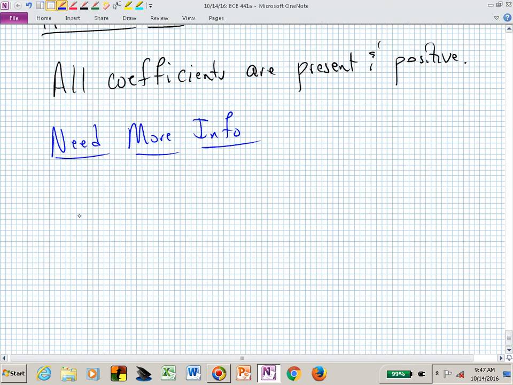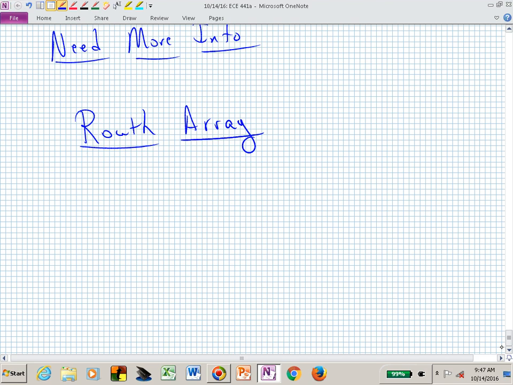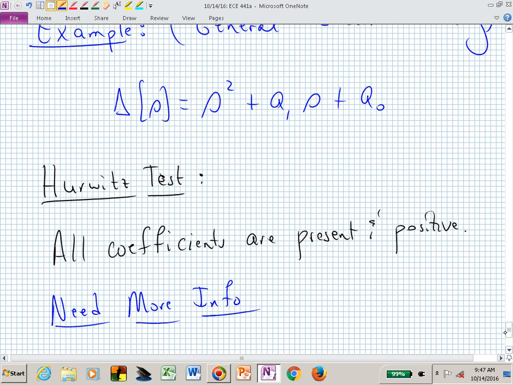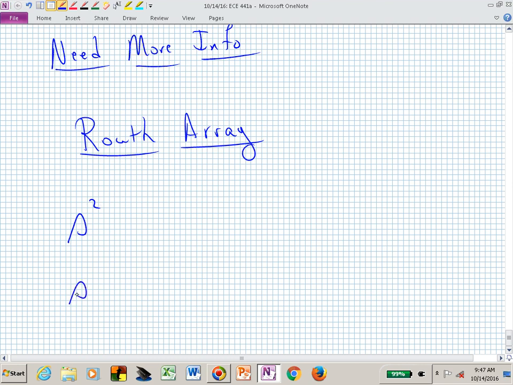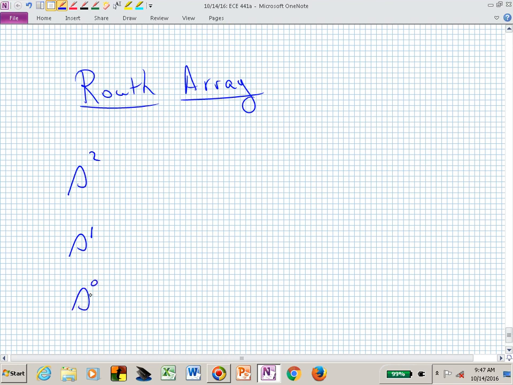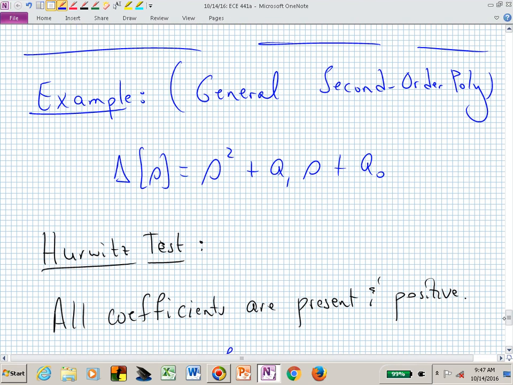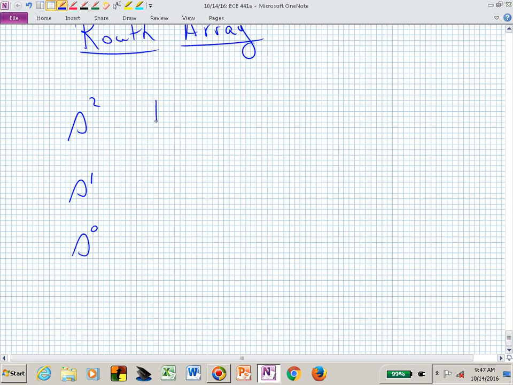And our Routh array now, what's our bookkeeping tell us we have in the leftmost column? S squared, that's the highest, and then we just keep decreasing that by 1. So now we have S squared, S1, and S to the 0. What's in the S squared row? Is that what I heard? If that's what I heard, it's not correct, is it?